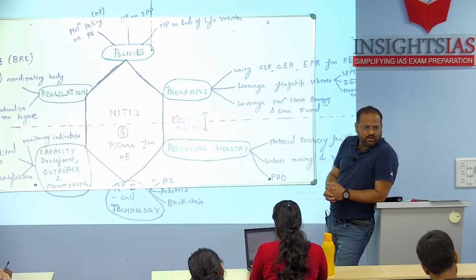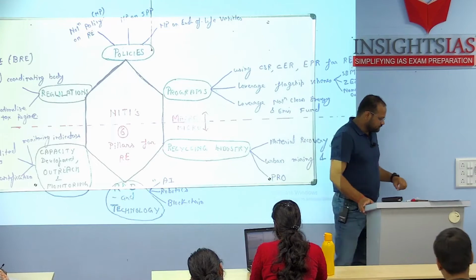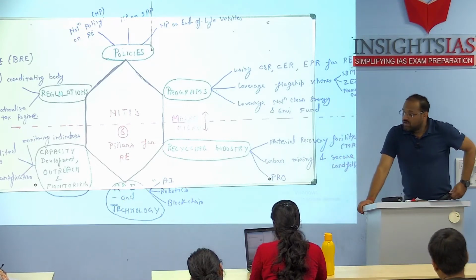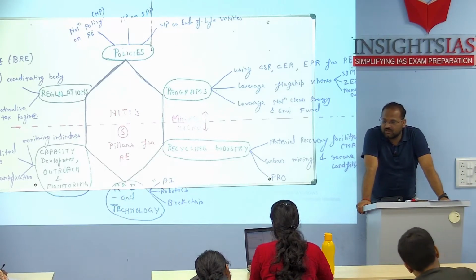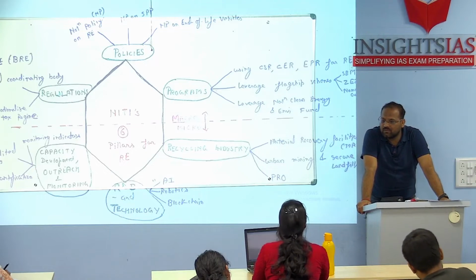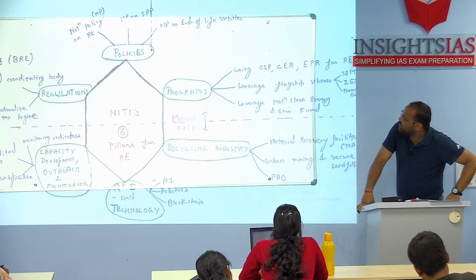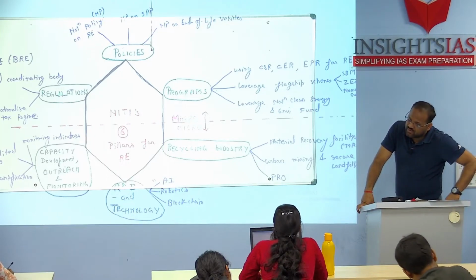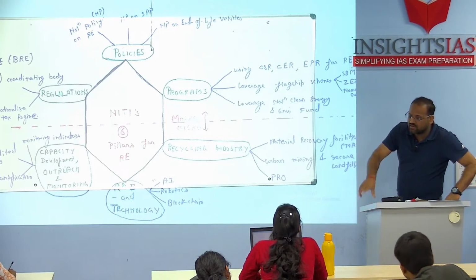Sustainable Public Procurement, SPP. Okay, coming to programs. Using CSR, Corporate Social Responsibility, then CER, Corporate Environmental Responsibility, then EPR, Extended Producer Responsibility for resource efficiency.